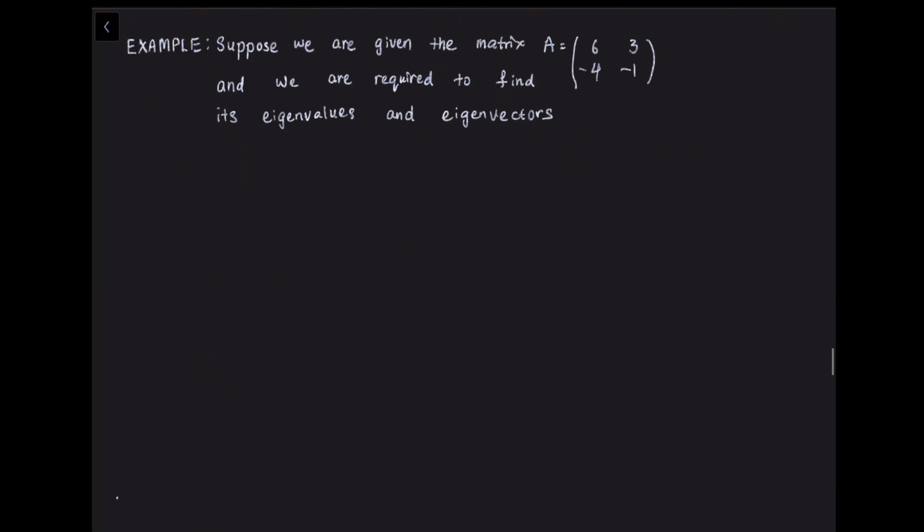Let us now look at an example. Suppose we are given the matrix A equals [6, -4; 3, -1], and we are required to find its eigenvalues and eigenvectors. The characteristic equation determinant of A minus lambda I equals 0 yields the determinant of [6, -4; 3, -1] minus lambda [1, 0; 0, 1] equals 0. And hence, when we simplify it, we have [6 minus lambda, -4; 3, -1 minus lambda].